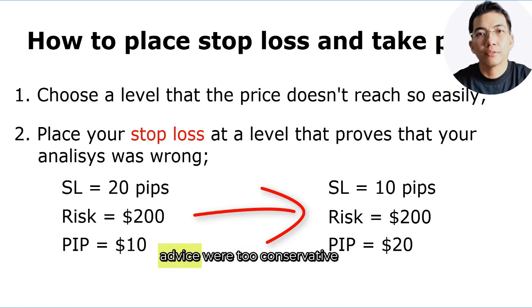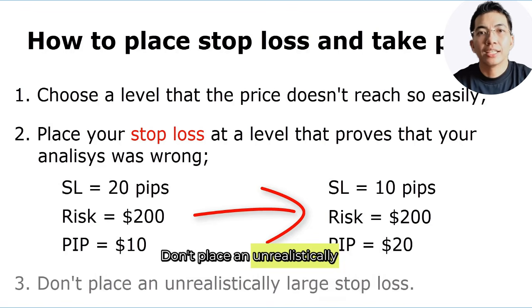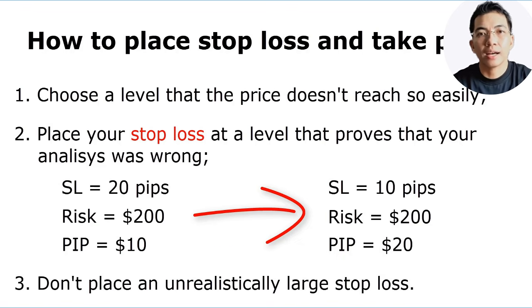If the first two pieces of advice were too conservative and you may want to put your stop loss very far from the entry level, here I come with the last advice. Don't place an unrealistically large stop loss. I give you this advice because at the moment you need to choose the take profit, you will have problems with the risk to reward ratio if you place your stop loss too far. This may look like a contradiction of the first two, but with the following example you will see that you can balance them and everything makes sense.